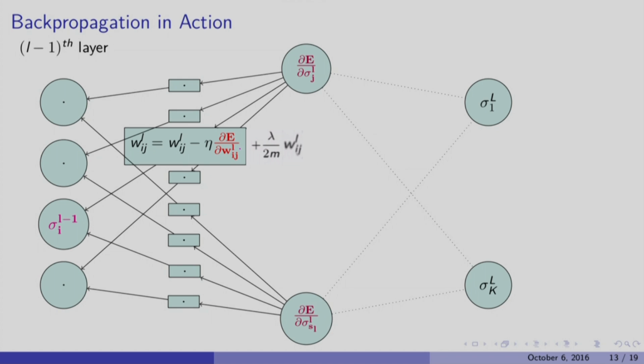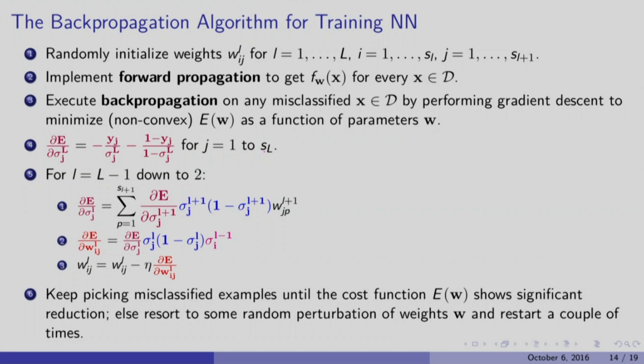Now applying this update to get the new weight vector, we get wijl is wijl minus eta times this partial derivative of E with respect to wijl, and here is the overall update rule. This is the backpropagation algorithm for training the neural network. We recall that you implement forward propagation on every example to find its class. For every misclassified example, you execute backpropagation, and you do this by performing gradient descent. How you do that is elaborated below.